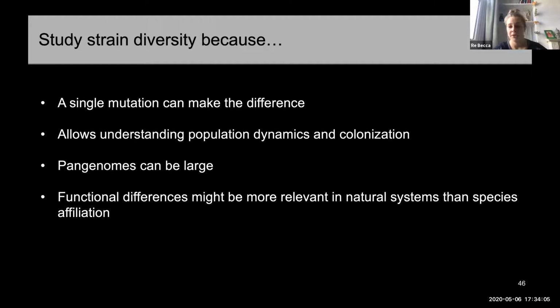And then I also think if we go to a natural community, we are always very fixed with the idea that we want to have a precise species affiliation of the community. But actually, I think that sometimes it might just be more valuable to mainly look at the functional differences that we find there instead of going always after the precise species affiliation.